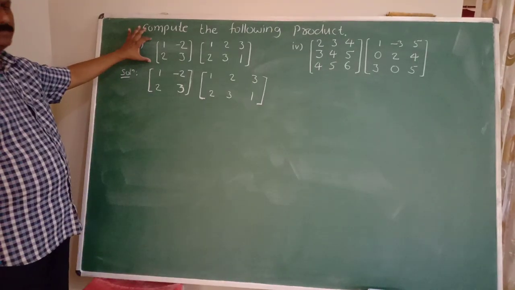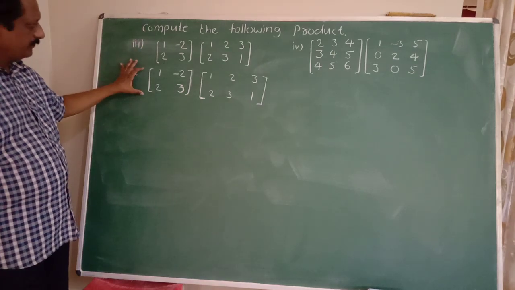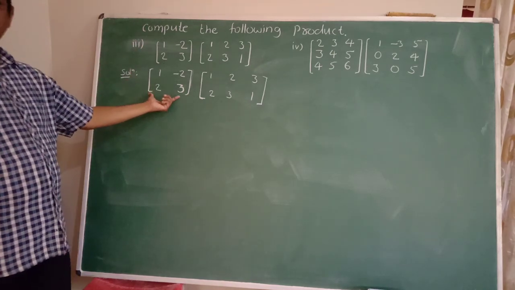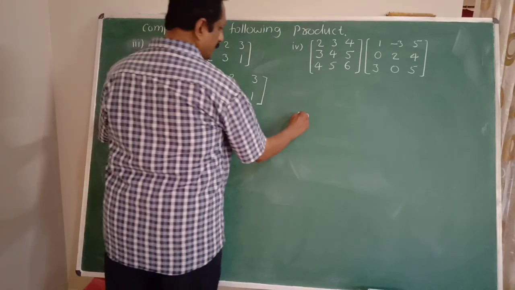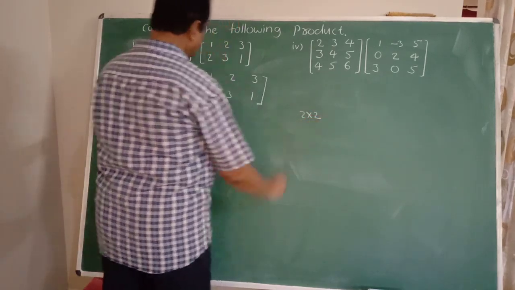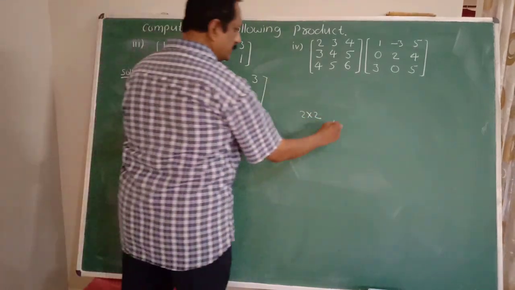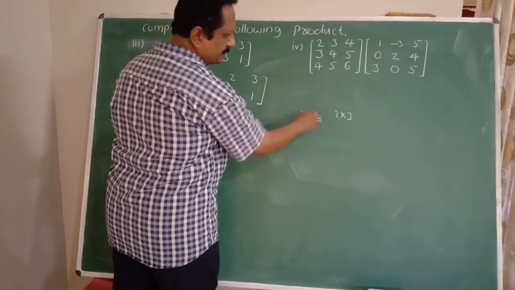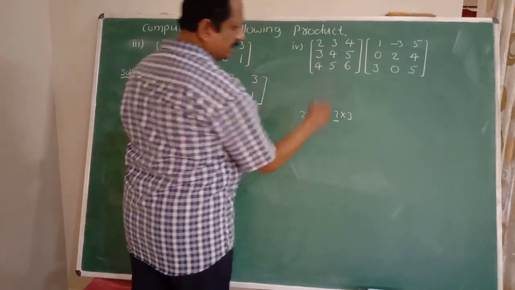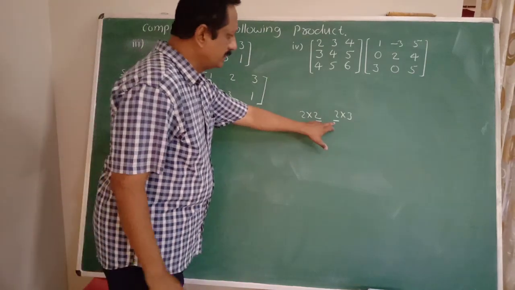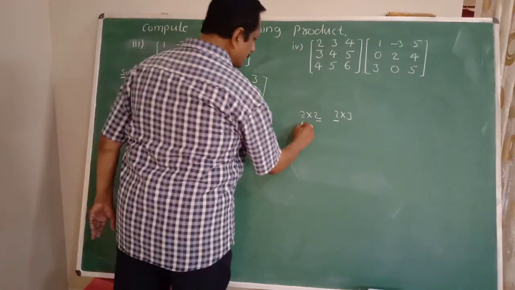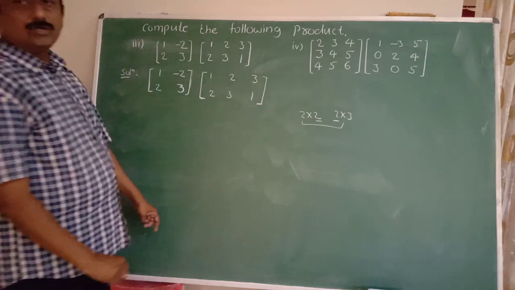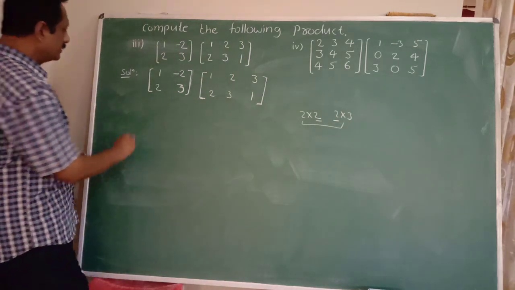So this is the third example. Write the same question. The order of the first matrix is 2 into 2. The order of the second matrix is 2 into 3. The number of columns of the first matrix is equal to the number of rows of the second matrix, so these two are equal. After multiplication you will get a matrix of order 2 into 3. Therefore this is equal to.